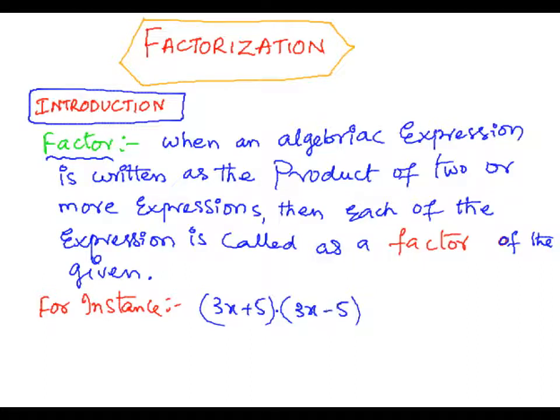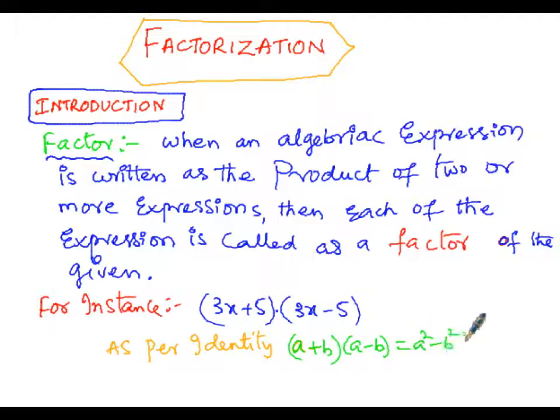So, as per the identity, a plus b into a minus b is equal to a square minus b square. Here a plus b is multiplied with a minus b, and the product is a square minus b square. This expression a square minus b square is written as the product of two different expressions. These two different expressions are called the factors of the given one. So, a plus b is one factor of a square minus b square, and similarly a minus b is the other factor of a square minus b square.